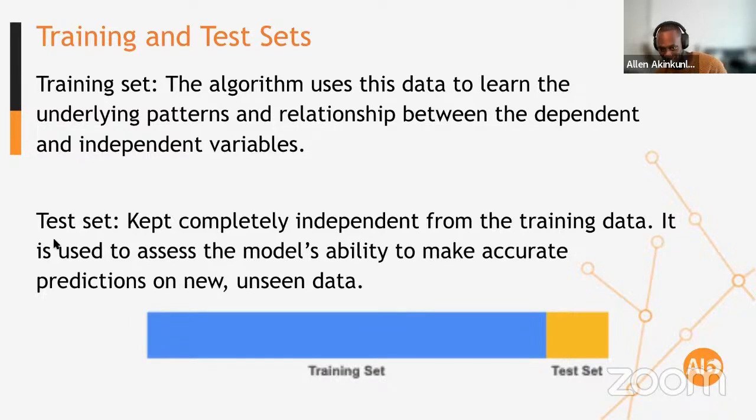So the test set, by the way, has to be kept completely independent from the training data. The test set should not be put into your training data, right? You should not use it to train your model because it is actually used to assess your model's ability to make accurate predictions on data it was not trained on.